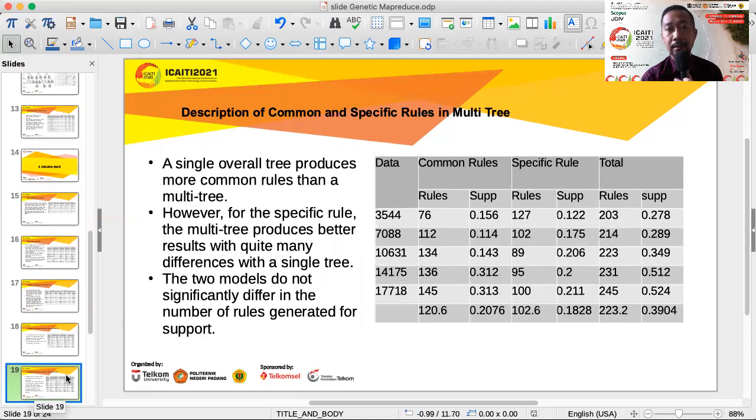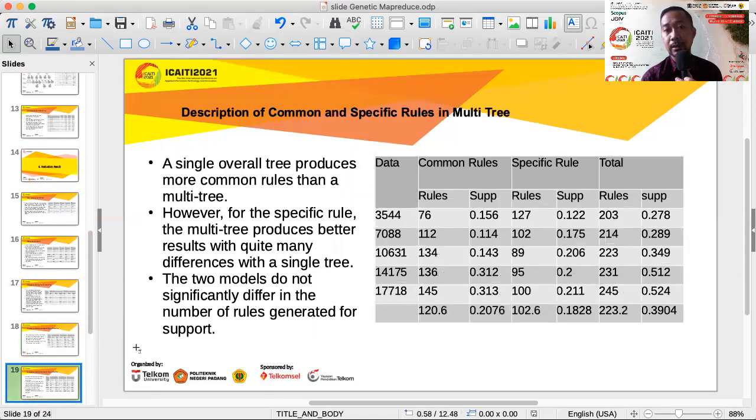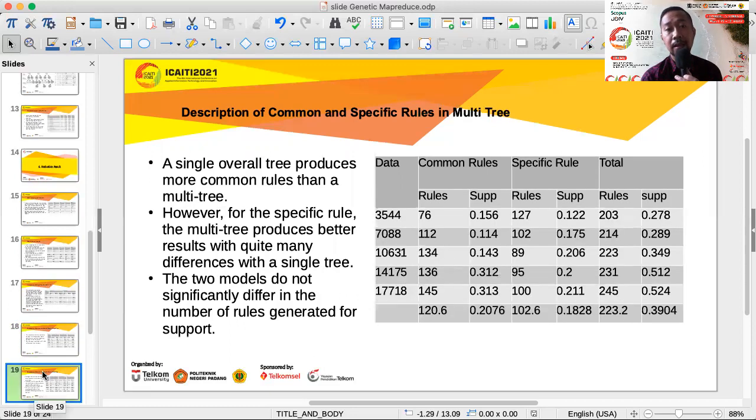Okay, so next, this was the single tree and this was the multi-tree. Overall, single trees produce more common rules than multi-trees, surprisingly, but not a large difference. However, for specific rules, the multi-trees produce better results because they are independent. Then for single tree, the two models do not significantly differ in the number of rules generated and support.